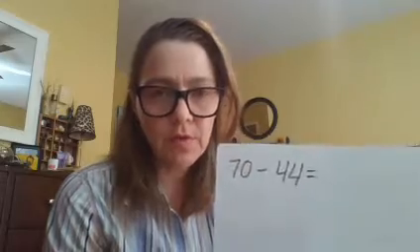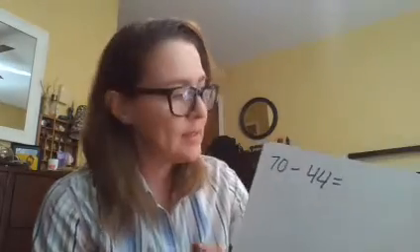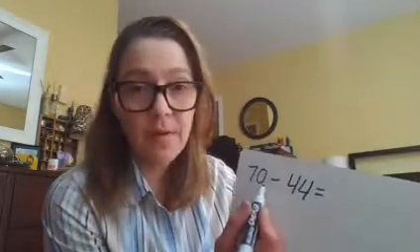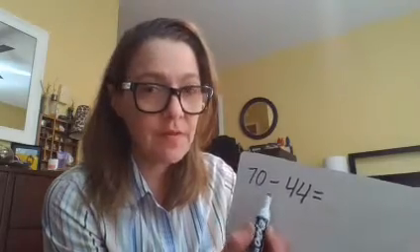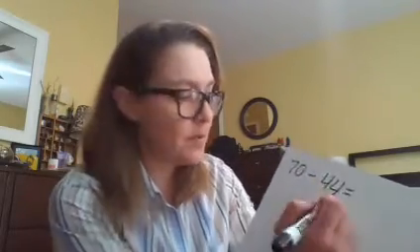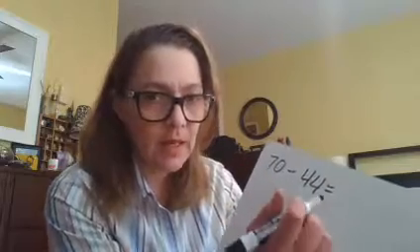Okay, and we're going to do our next equation, and the next equation is 70 minus 44. And I'm going to go ahead and use the break apart strategy here, because I see that the 70 has a 0 in the 1s. So I'll be able to use expanded form really quickly and accurately here.